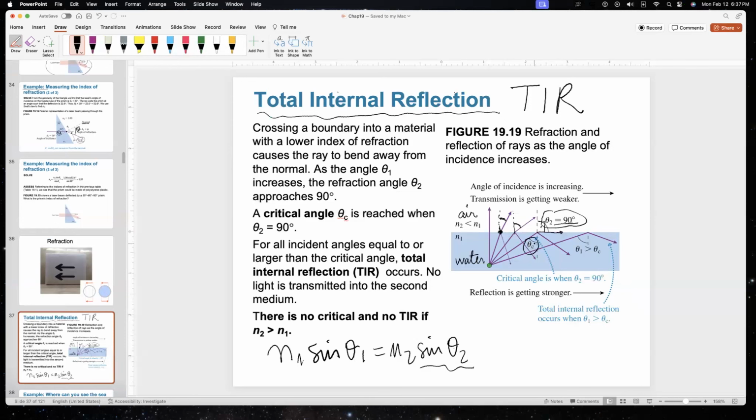So any angle equal or bigger than this, light cannot refract anymore. Light cannot escape anymore. And so total internal reflection is going to happen for theta greater or equal to theta c. So we want an angle greater or equal to theta c. Theta c is measured right here with respect to the normal line, this critical angle.